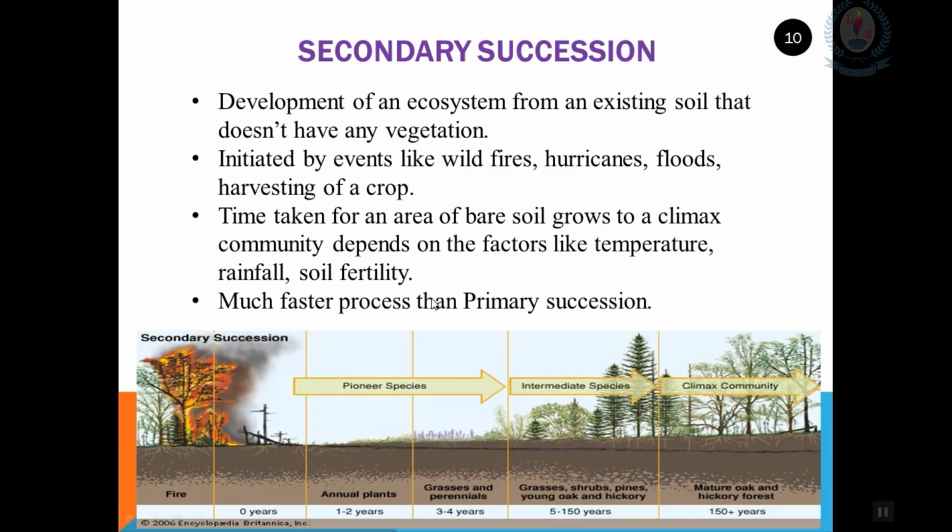Let's move on to secondary succession. It's a change that takes place after a disturbance occurs in an environment or an established ecosystem. A disturbance could be a wildfire, a flood, a hurricane, or even the harvesting of a crop done by the influence of humans.